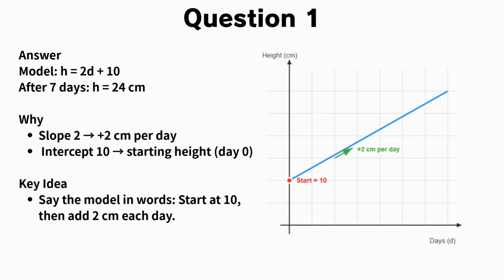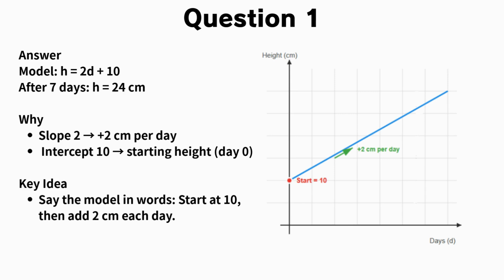Let's begin by identifying what kind of model this situation describes. The plant grows by a constant amount each day, so a linear model is appropriate. A linear model has the form h equals m times d plus b. The slope m represents how much the height changes per day, and the intercept b represents the starting height.